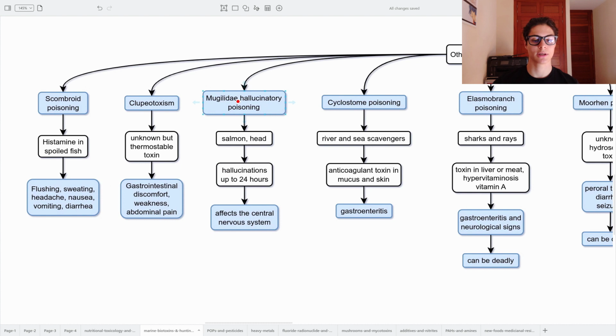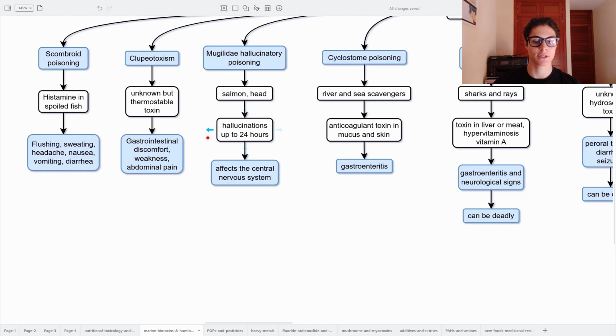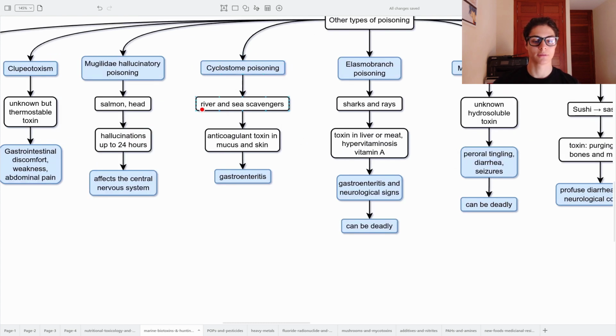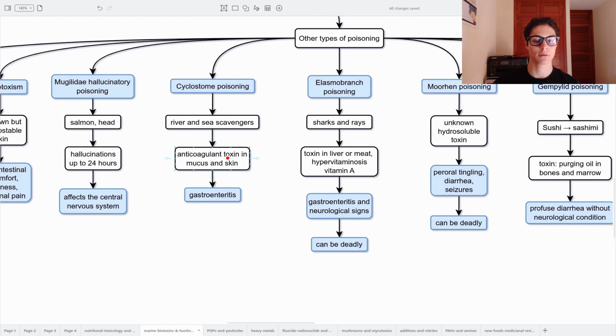Then we have the Mugilidae hallucinatory poisoning. This is correlated with the salmon, especially the head. It creates hallucinations up to 24 hours, and it affects the central nervous system, of course. The cyclostome poisoning. This is in river and sea scavengers. It has an anticoagulant toxin in mucus and skin, which leads to gastroenteritis.